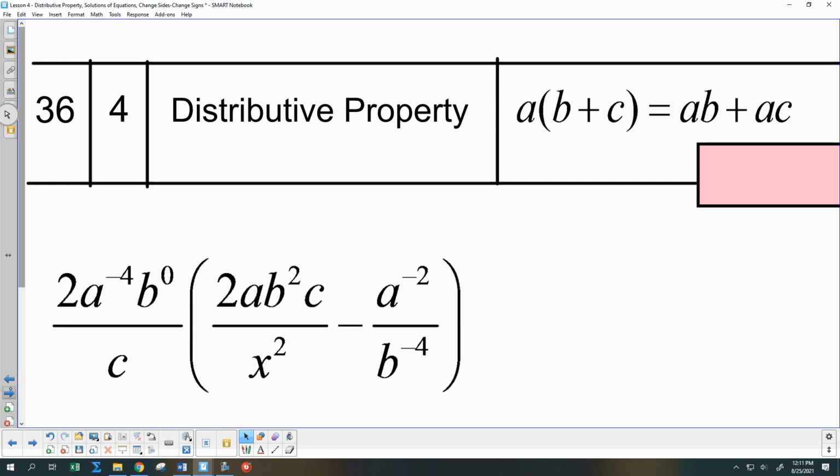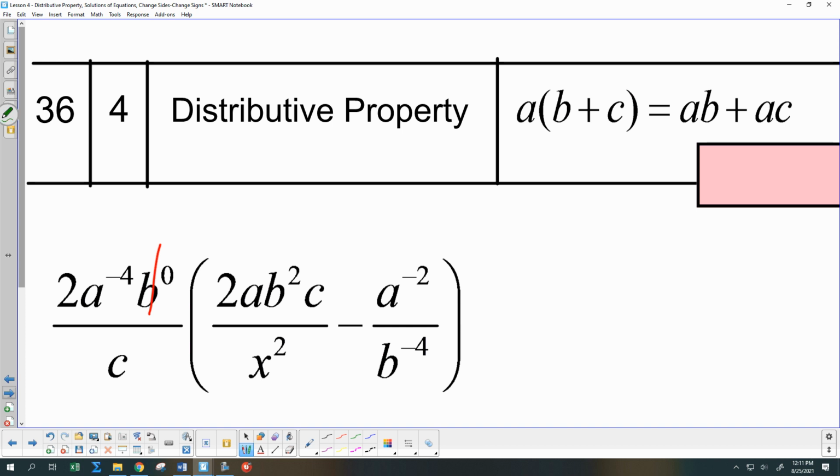Now, first thing that I would do with this, I'd look at that b to the 0. Oh, can I clean that up a little bit? What can I do with anything to the 0? Everybody shout out. What's that? B to the 0 is just going to be 1, so I'm just going to change that to 2a to the minus 4 times 1, which is 2a to the minus 4.